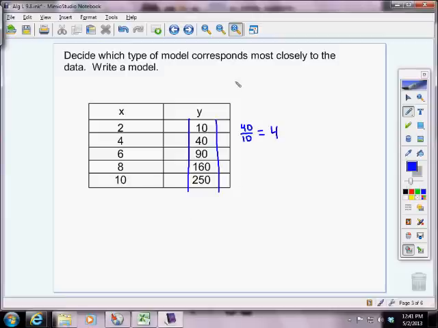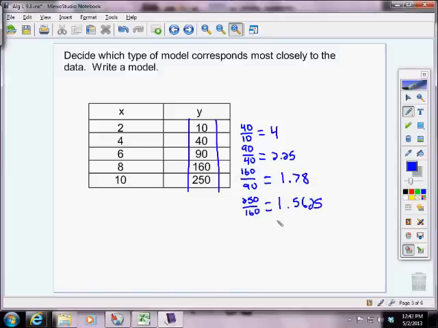It increased 4 times. Now let's see if the same thing happened from this year to this year. So if I go 90 over 40, we're always dividing by the one before it, I get 2.25. Notice that it's not the same. Let's keep going. Let's take 160 and divide it by 90. I'm sorry, I'm saying a year, but it's 2 years before. When I divide 160 by 90, I get 1.78 approximately. 250 divided by 160 is approximately equal to 1.5625.